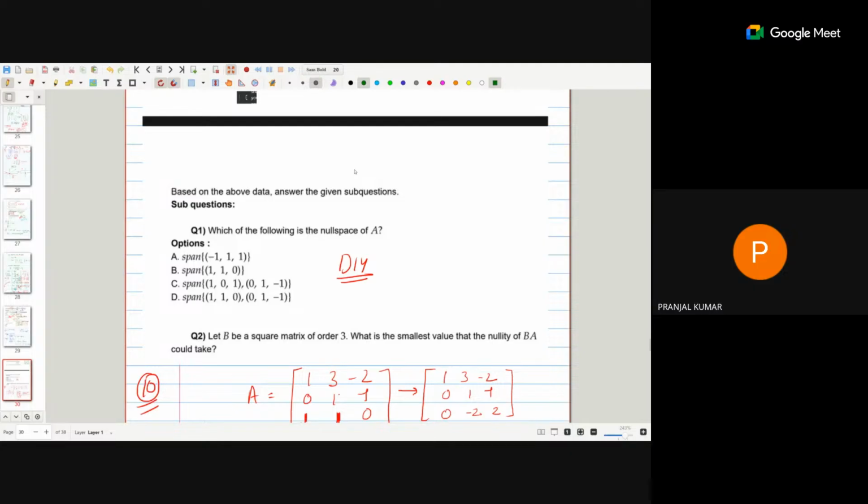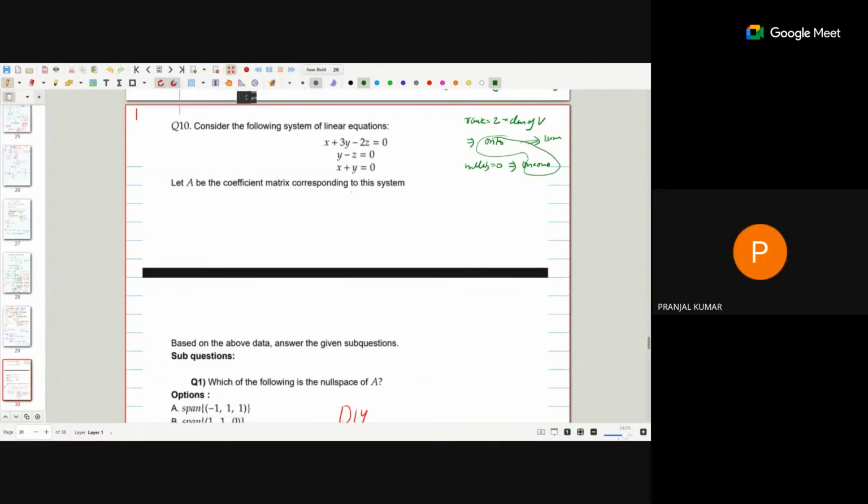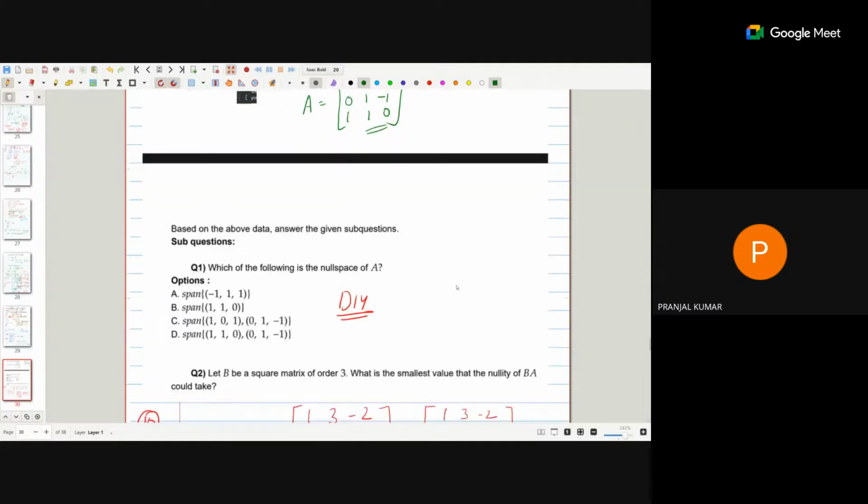Is this clear? Yes, sir. Okay. Now they have given you a system of equations, so I'm directly writing the coefficient matrix: 1 3 -2, 0 1 -1, then 1 1 0. So this is your matrix. Now they are asking what is the null space of it.